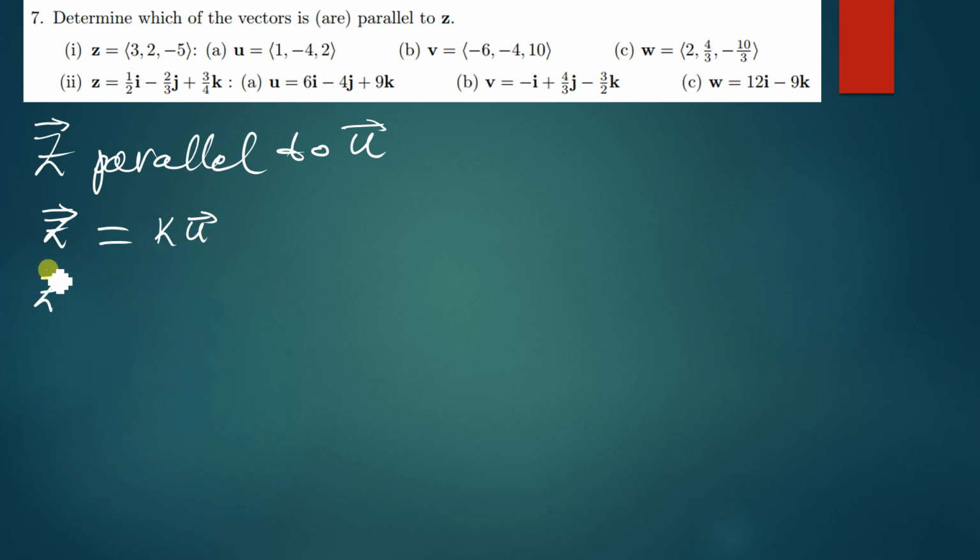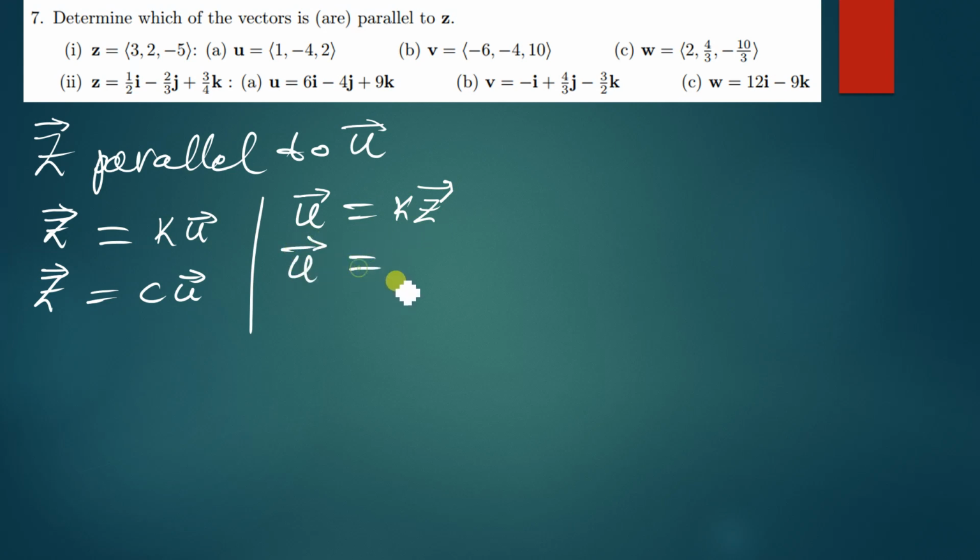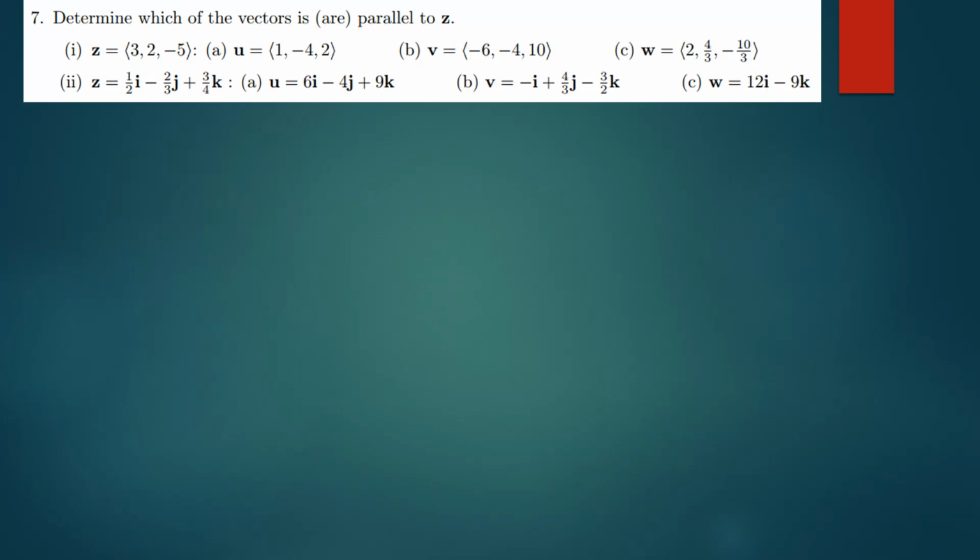Some books will say Z is equal to CU. This implies that these two vectors are parallel. Or you can say U is equal to KZ, it's still the same. Or U is equal to CZ, it's still the same. So if two vectors are parallel, they are a scalar multiple of each other. And then let's quickly begin to look at the practical examples.